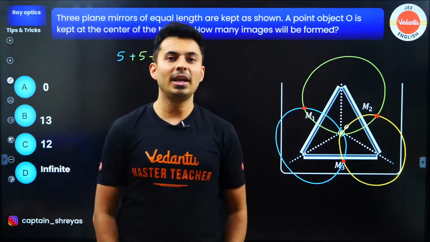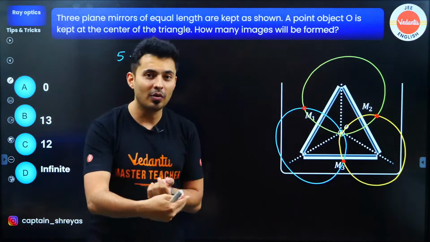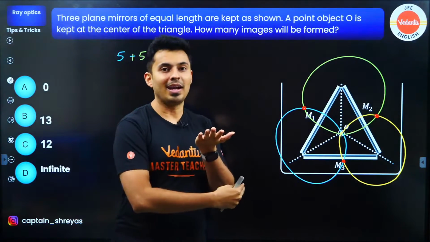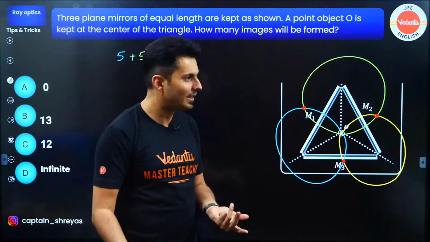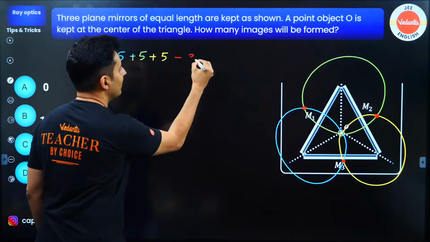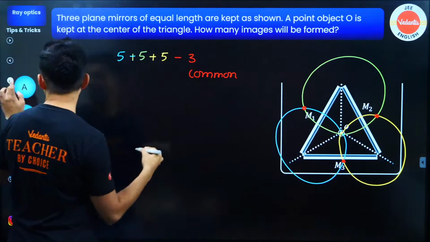If you have done permutation and combinations, often it happens that you overcount. You probably count the same thing twice. So you need to subtract those 3 things or 4 things or 5 things. So 3 counts are extra, so I will subtract that 3. This is basically common. This is basically common.